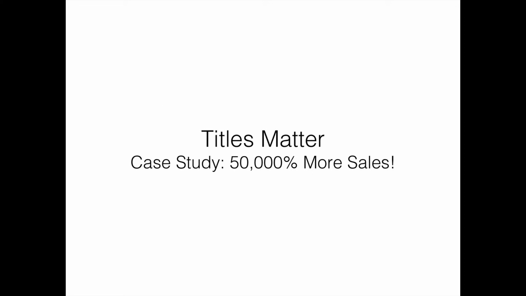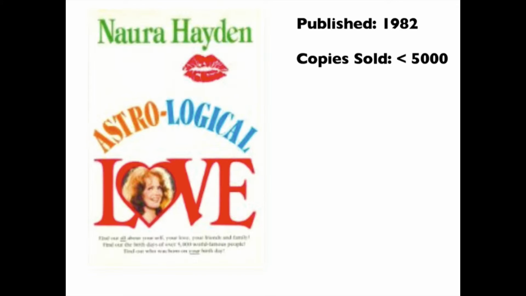Now, the most important aspect of your lead magnet is your title. I'm going to show you something really simple: how just changing only a title got somebody more than 50,000% more sales, if you can believe that. So here was a book. This book was published in 1982. It sold less than 5,000 copies. And the book was titled Astrological Love by Nora Hayden.